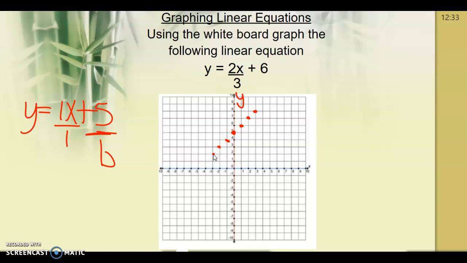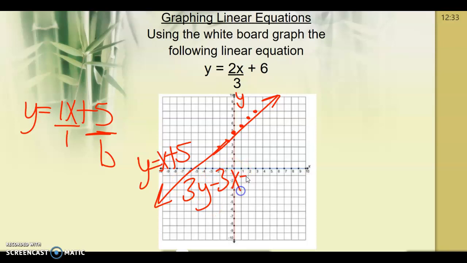As soon as you have points on either side of the y-intercept, connect it, extend it, put arrows on it, and then don't forget, we're going to need to label these because we'll start putting more than one line on a graph, and you have just graphed the equation. Now remember, it didn't start like that. This equation started as 3y minus 3x equal 15, but we were able to solve it into slope-intercept form.